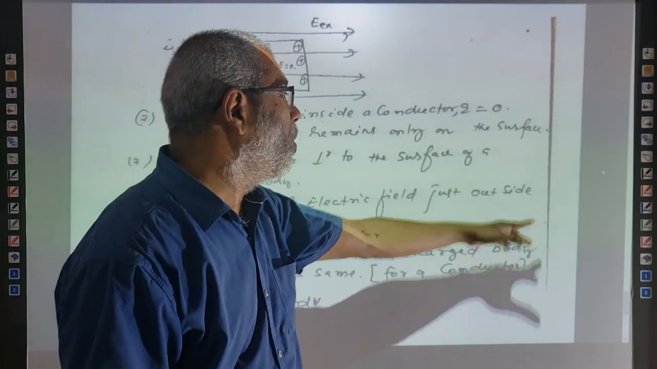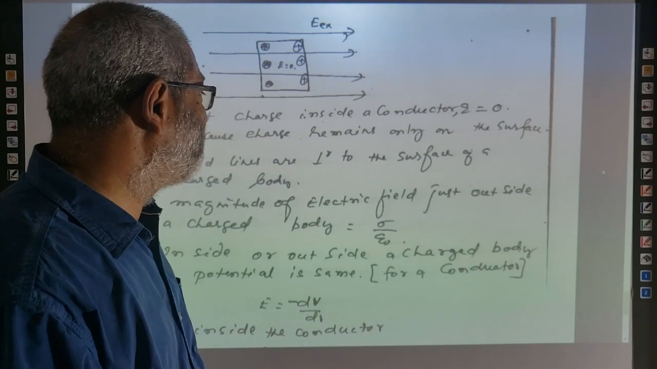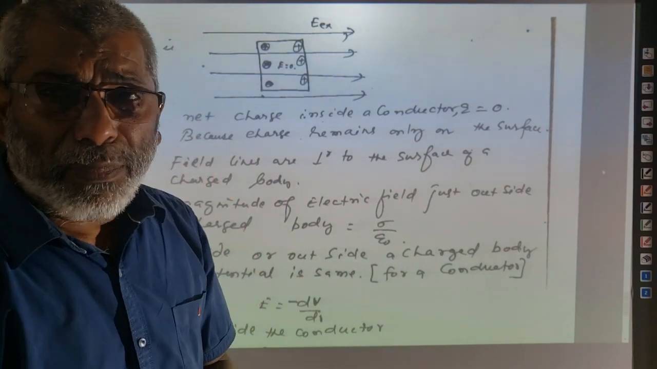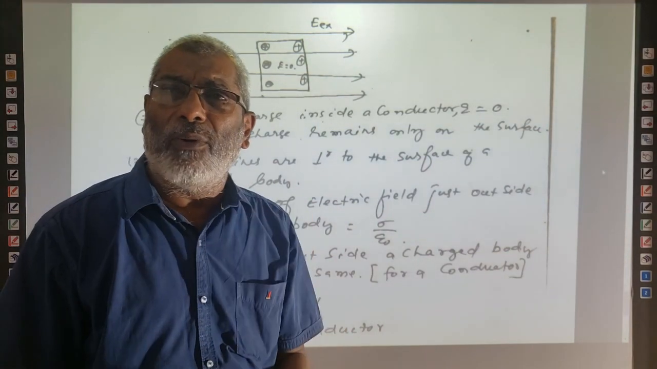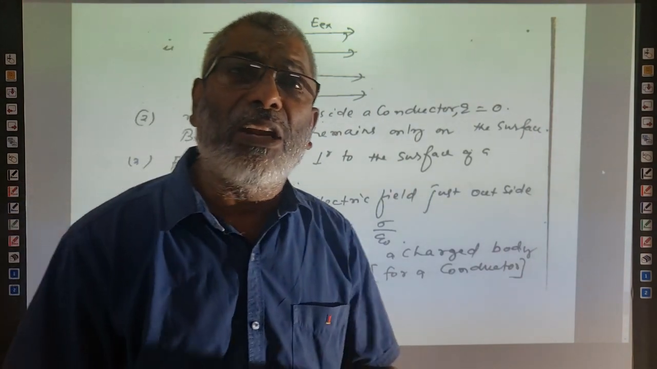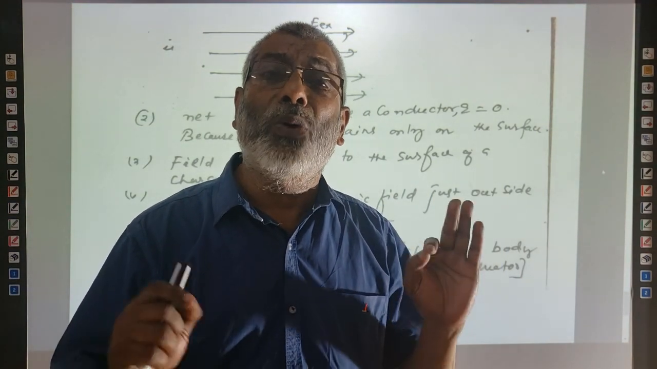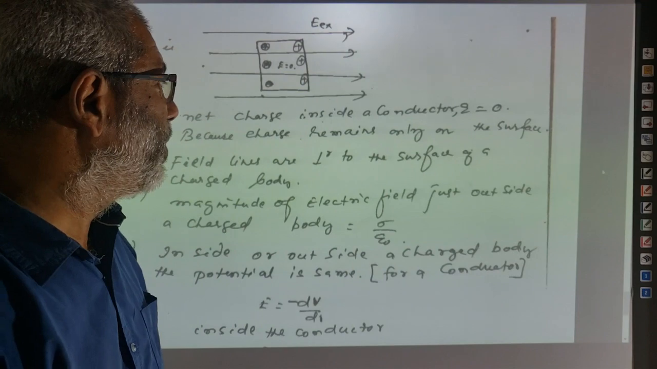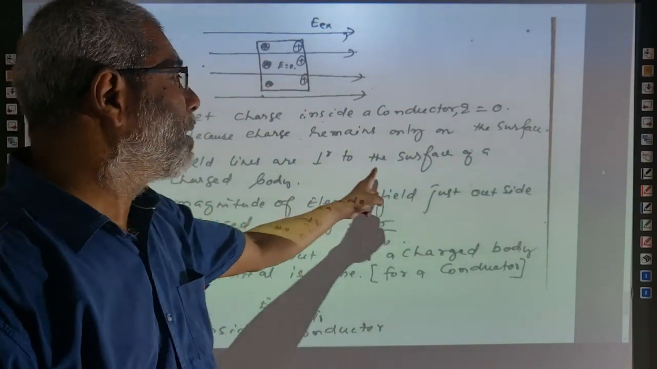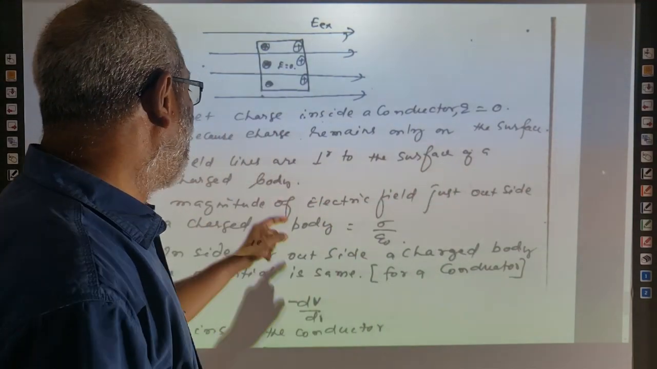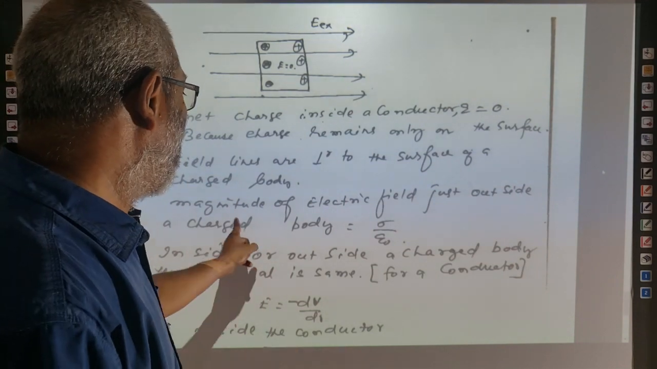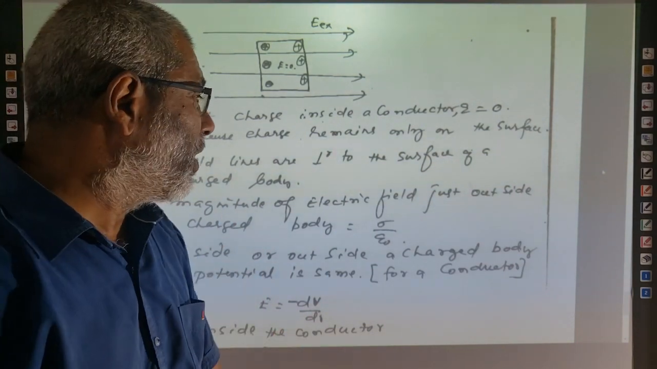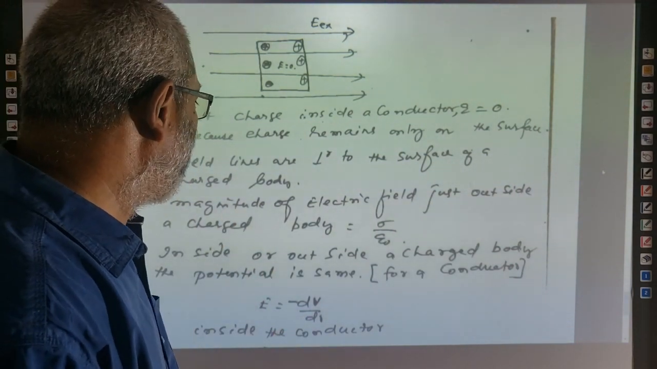Because charge means only on the surface of a conductor. And always remember that for a charged conductor, electric field lines are perpendicular to the surface of the conductor. That is also very important. Field lines are perpendicular to the surface of a charged conductor. Then the fourth point is the magnitude of the electric field just outside a charged body.